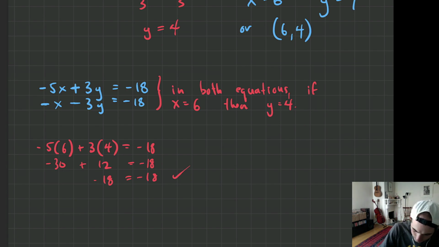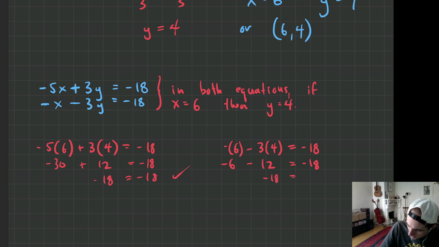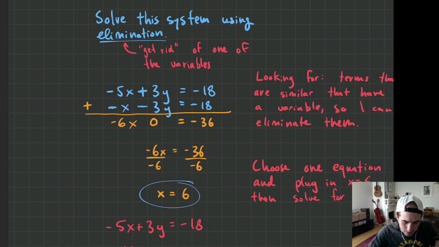And then, oops, negative x minus 3, I'm supposed to be plugging these in. Negative 6 minus 3 times 4, is that equal to negative 18? Well, negative 6 minus 12, is that equal to negative 18? Yes, it is. Check. So that's what this means, that this is the only point that these two equations can agree on. And we solved it using elimination.